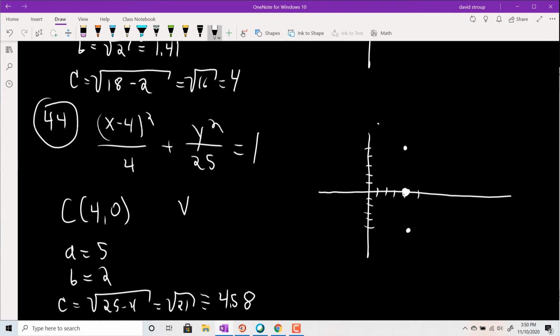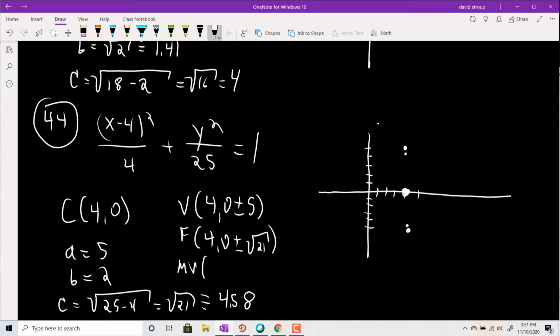So if you want to just get the vertices out of the way, it'll be 4, comma 0 plus or minus 5. And then the foci will be 4, comma 0 plus or minus root 21, which of course is 4.58, which is just below 5. And then back and forth, so for the minor vertices, you're manipulating the x coordinate. So it'd be 4 plus or minus 2, comma 0. So 1, 2, back and forth like that, and then connect the dots and you have your graph.